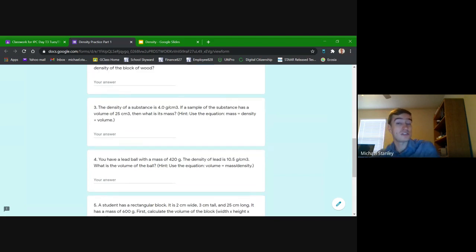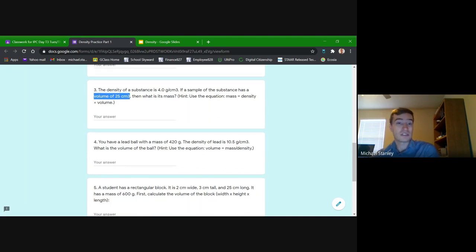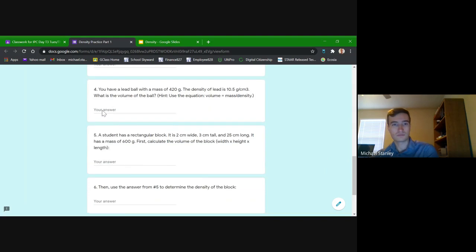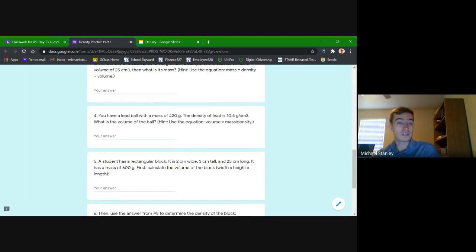And then the next one changes it up a little bit. It gives you the density of a substance and the volume of a substance and asks you to calculate the mass. It provided a little hint down here that mass is equal to density times volume. This next one changes it up again a little bit. It gives you the mass and the density, and it wants you to calculate the volume. So volume is equal to mass divided by density.